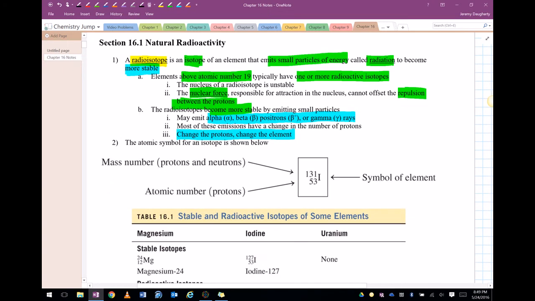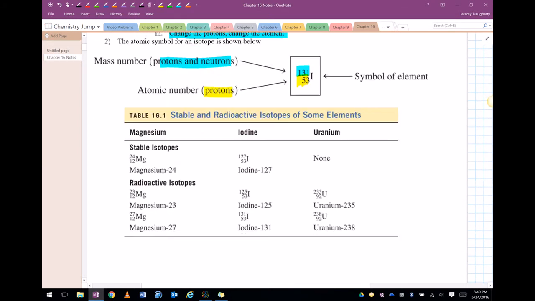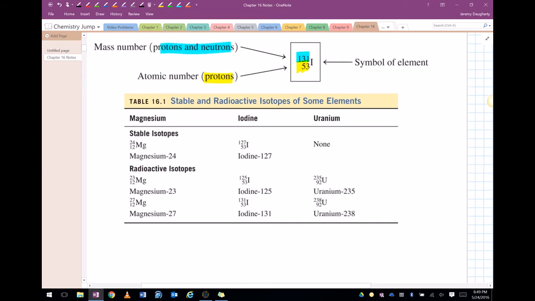All right, let's refresh our memory on an isotope. We have the mass number, which is the number of protons and neutrons. We have the atomic number, which is the number of protons. And then, of course, the symbol of the element. Here are just some examples of stable isotopes, and then their radioactive isotopes.